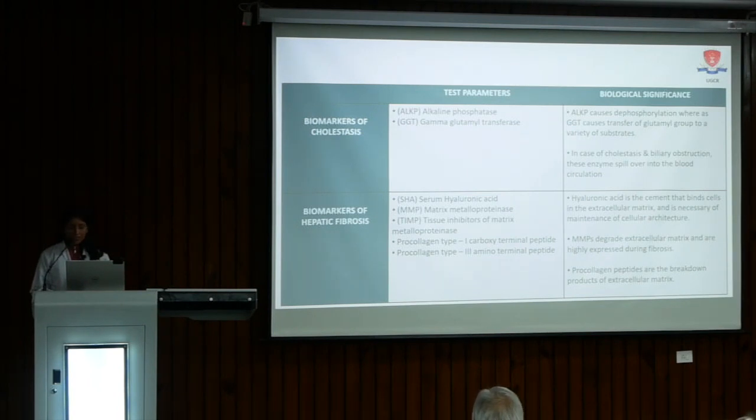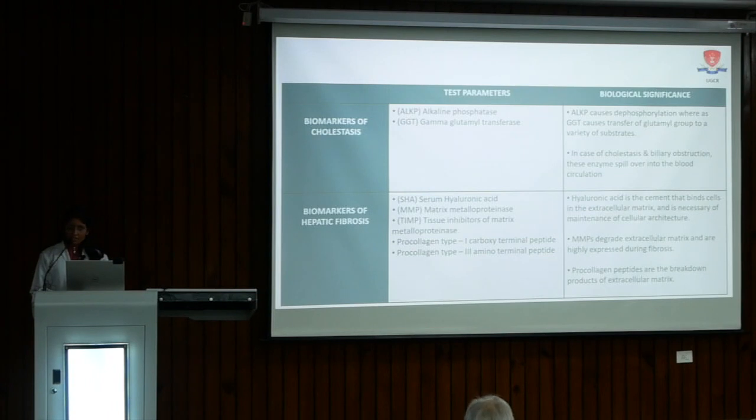The next category is biomarkers of hepatic fibrosis. The parameters are serum hyaluronic acid, matrix metalloproteinase, tissue inhibitors of matrix metalloproteinase, procollagen type 1 carboxy terminal peptide, and procollagen type 3 amino terminal peptide.